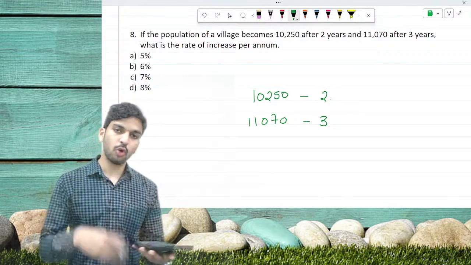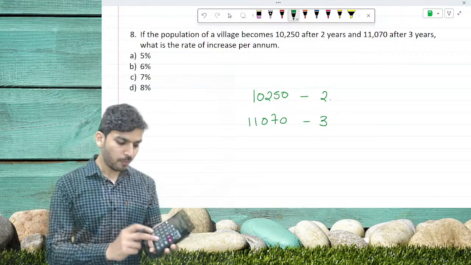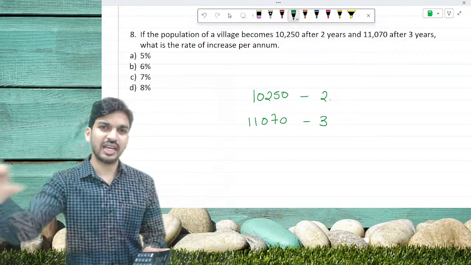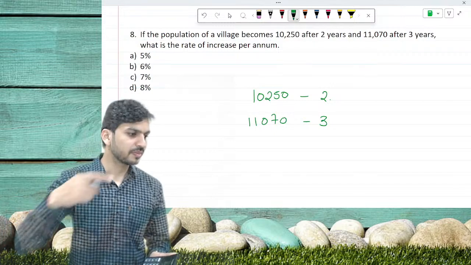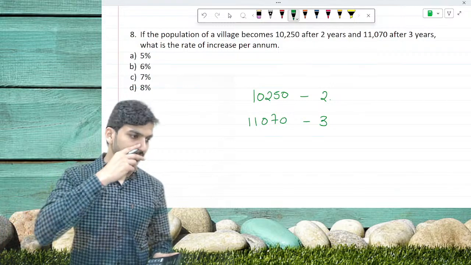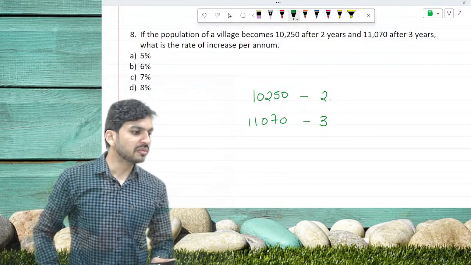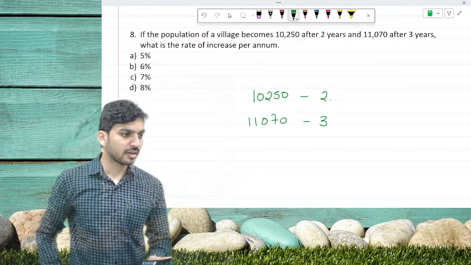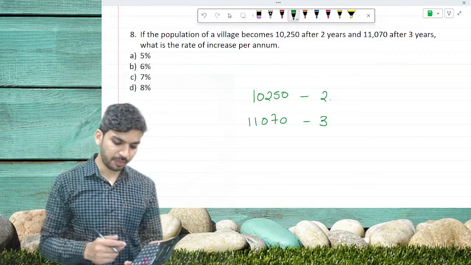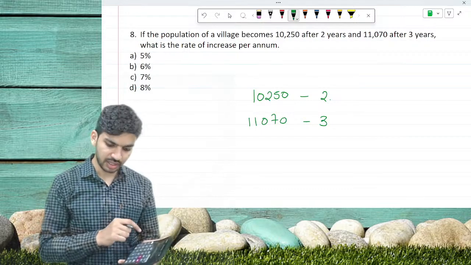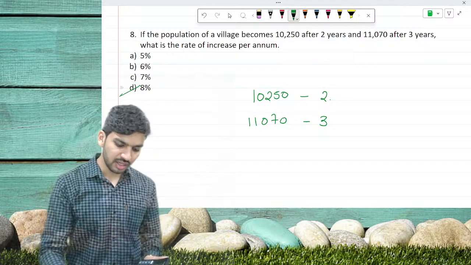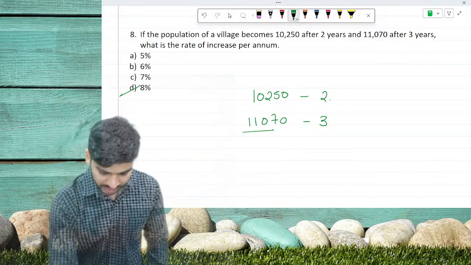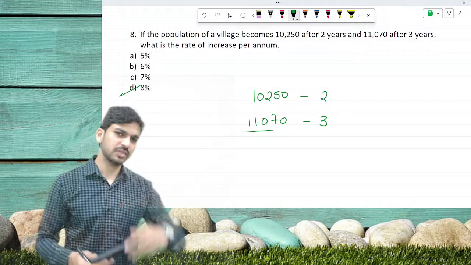So as I said, we are going to go by options. 10250 plus 5%. Are we getting the answer? No. I hope we have done the same question in the examples. Correct. So this should be 8%. 10250 plus 8%, and you will get the answer as 11070. Yes, it's the same question that we have solved in the examples. Same type of question, same values.